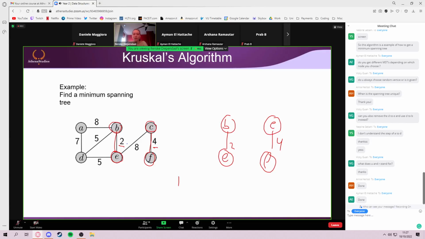Then we need to find the next shortest edge. So we can either pick this one or this one, doesn't matter. So let's say we pick this one. Sorry, we've done this one. And then the next shortest edge is going to be this 5, but this would create a circle, right? So we do not pick this one. Instead, we move on to the next. So we have a 7.